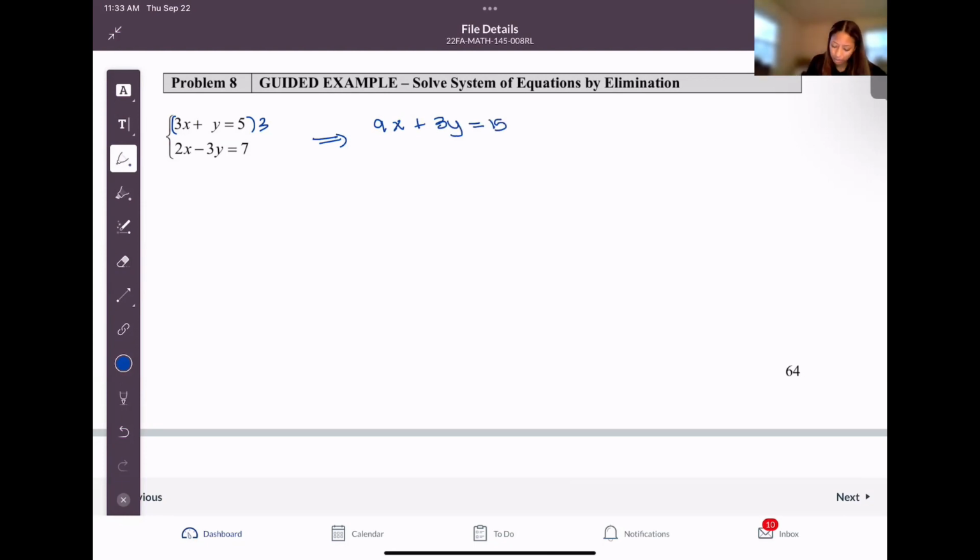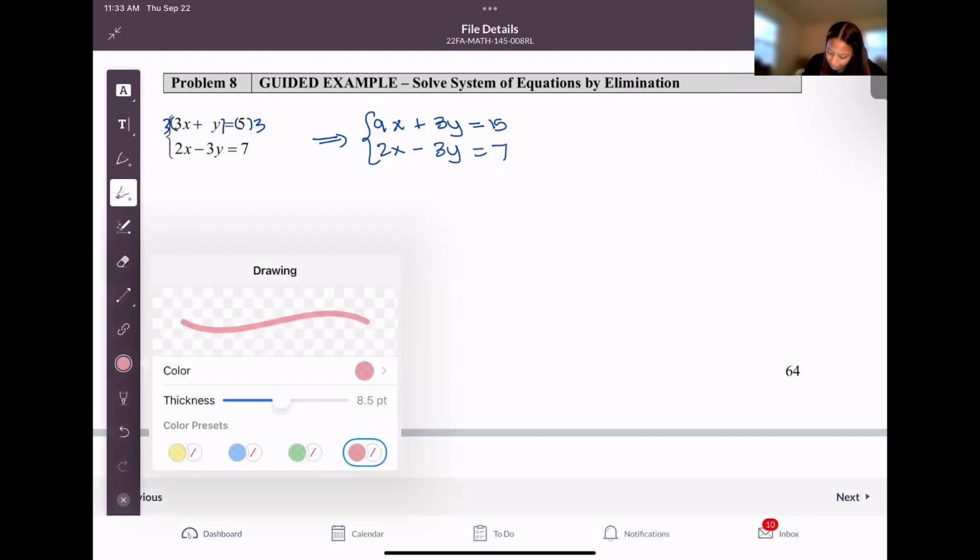I really don't like my notation here, so let me be a little bit better about this. We're multiplying both sides of the equation by 3. So multiply this side by 3 and this side by 3. Everything is being multiplied by 3. All right, then the second equation stays the same: 2x minus 3y equals 7.